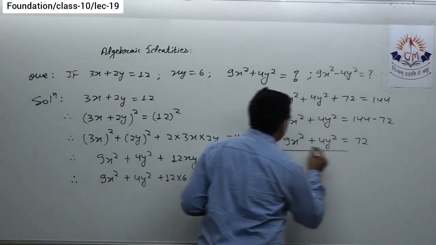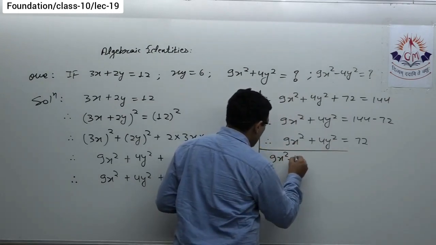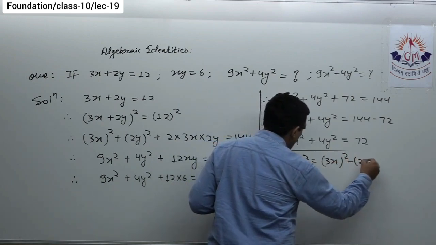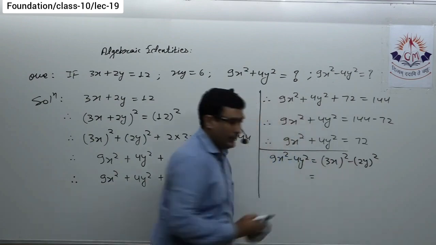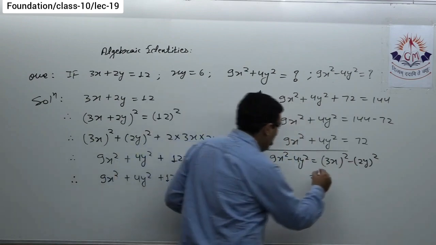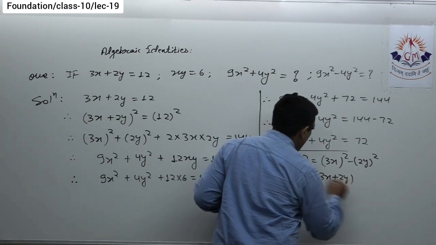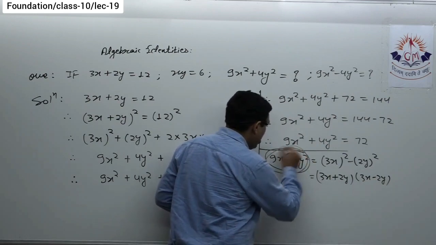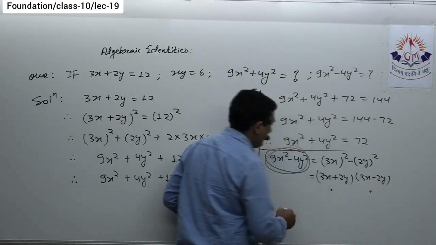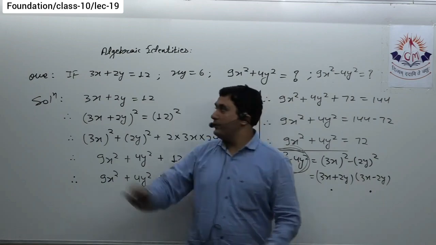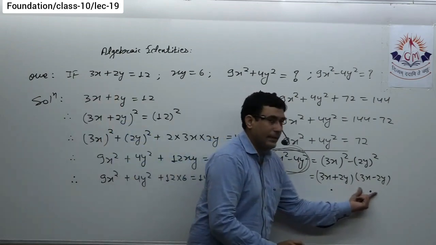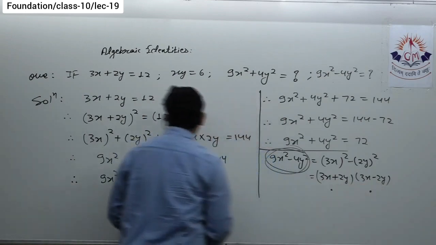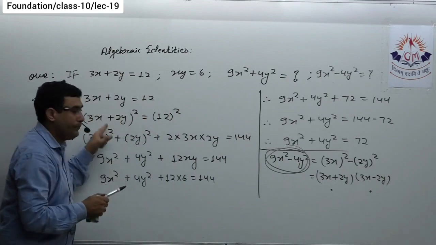See, before I proceed, let me explain one thing. 9x square minus 4y square can be written as 3x whole square minus 2y whole square. Now here you can see we can apply the identity of a square minus b square, that is 3x plus 2y times 3x minus 2y. It means to obtain this, we need this as well as this. Now, 3x plus 2y is given directly. Next, we need 3x minus 2y. So our first target is to obtain the value of 3x minus 2y, and I will start with the same equation.